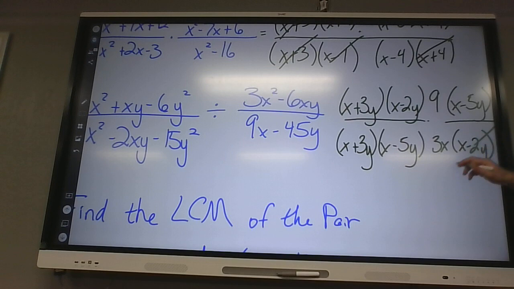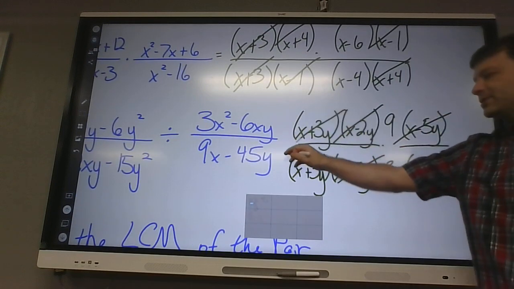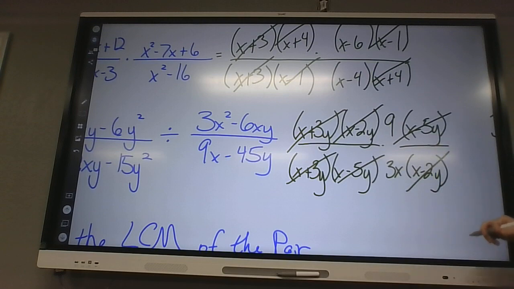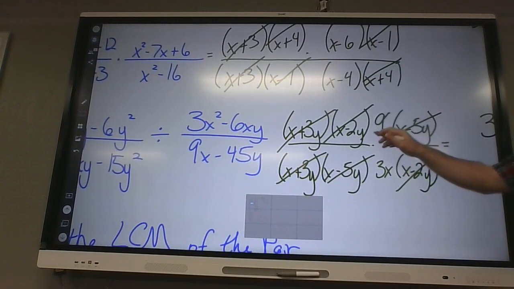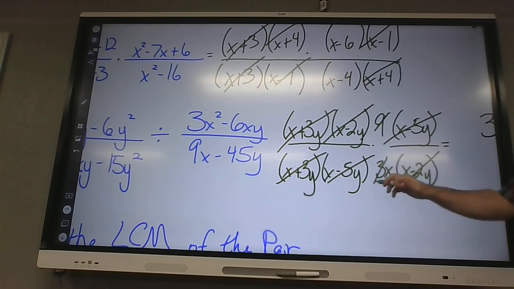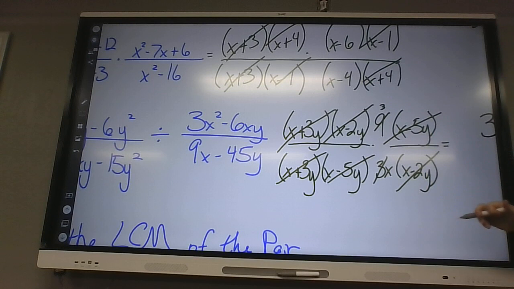What cancels out? X minus 2y's, x minus 5, lots of stuff. X minus 5y's, x plus 3y's, anything else? 9 over 3 becomes 3. So it's 3 over x.